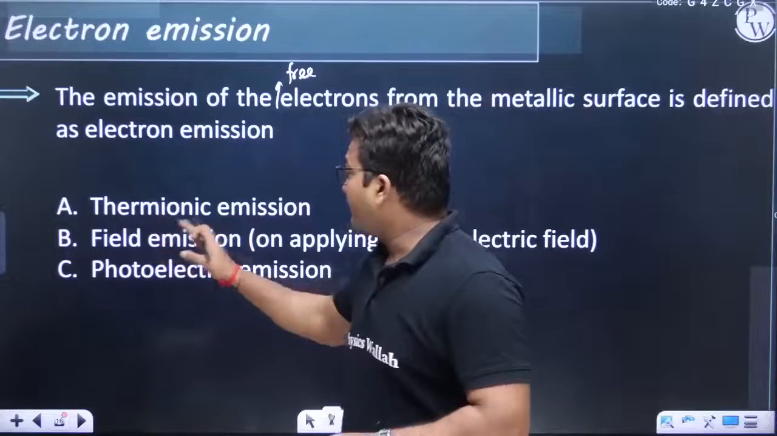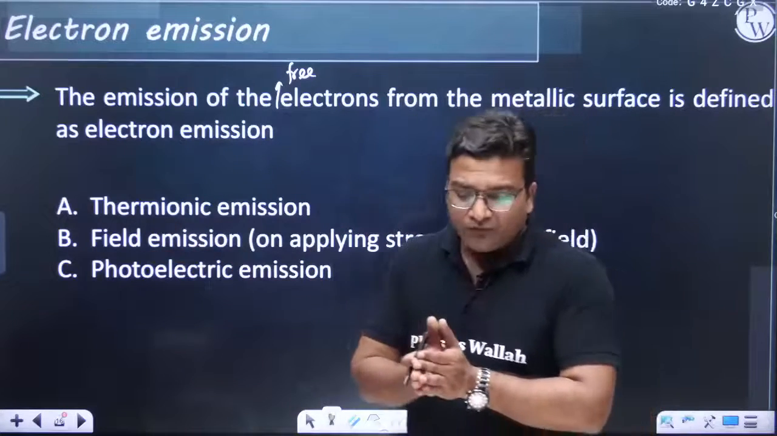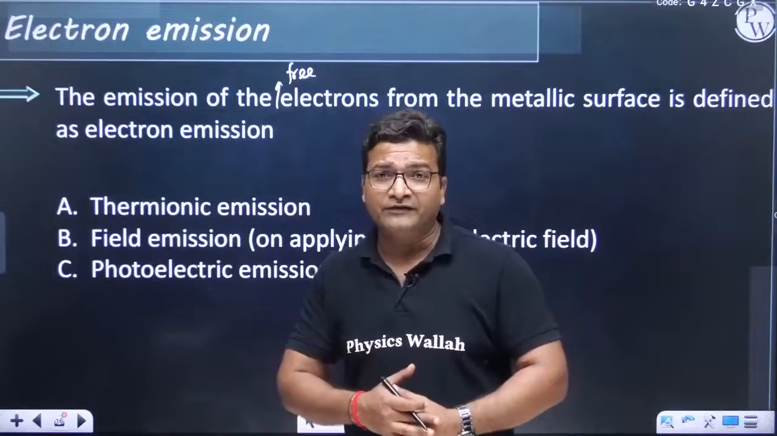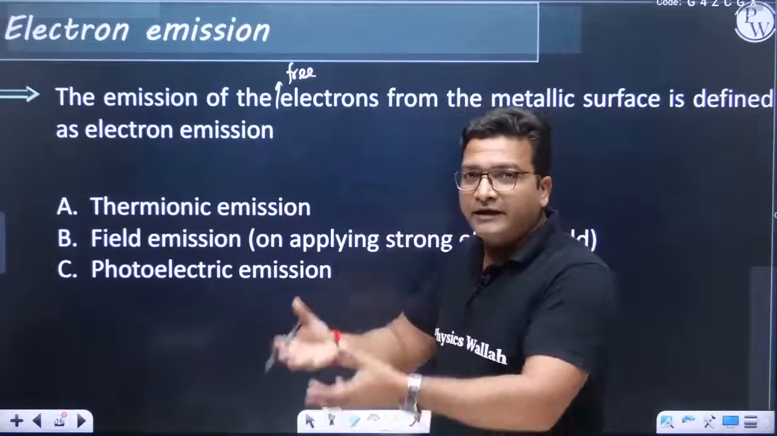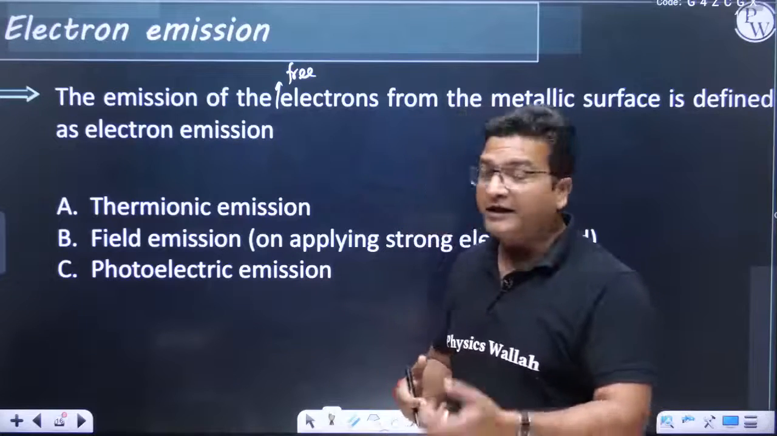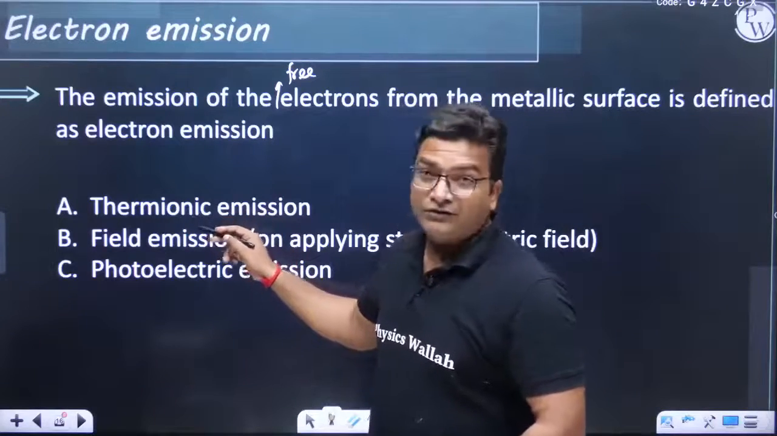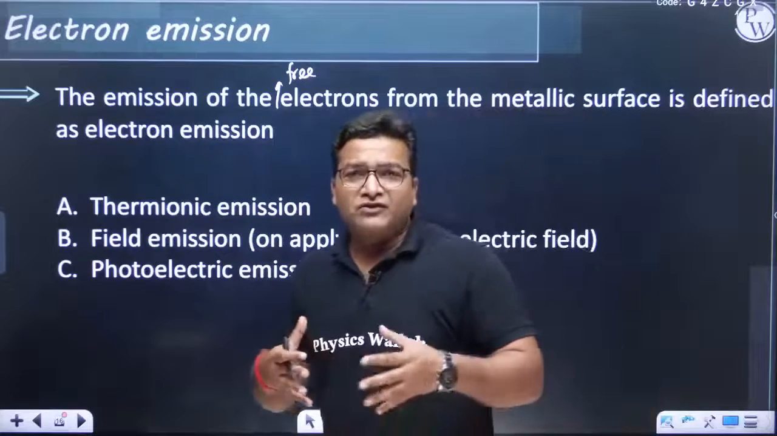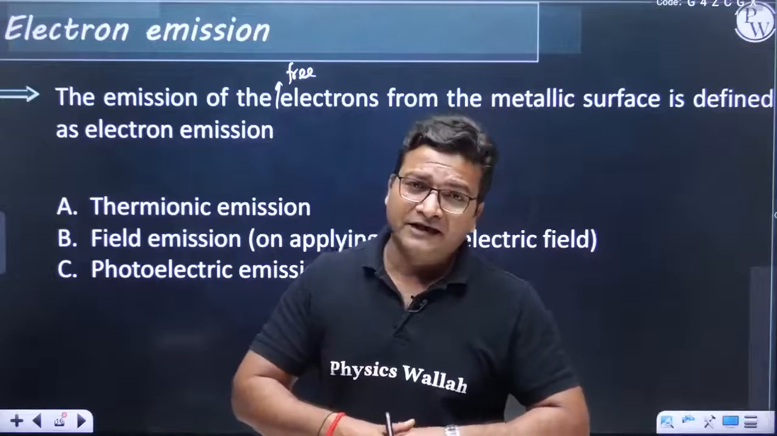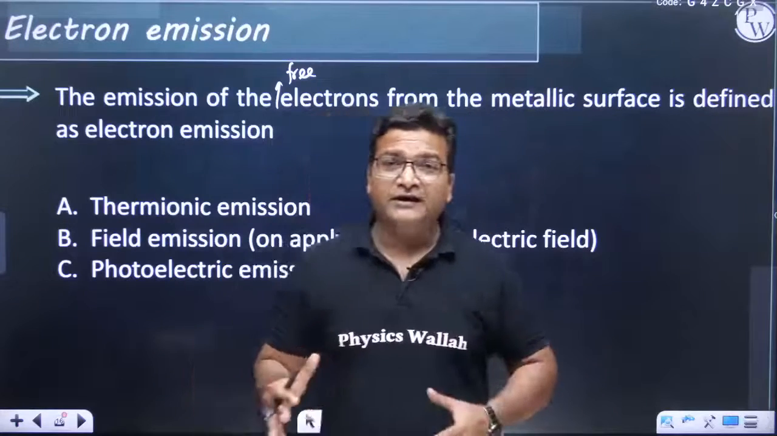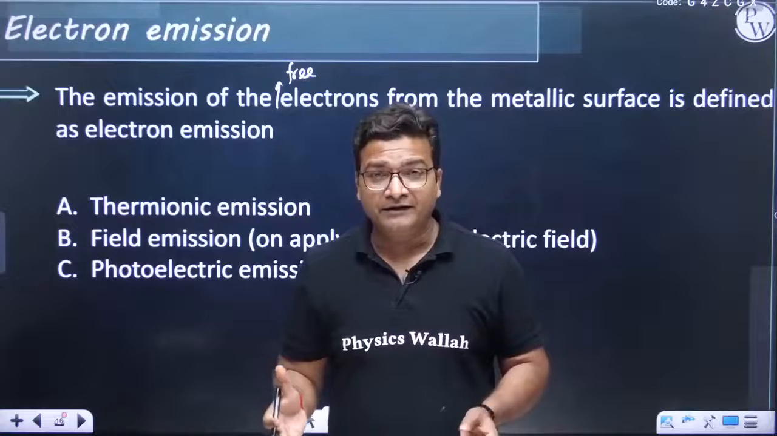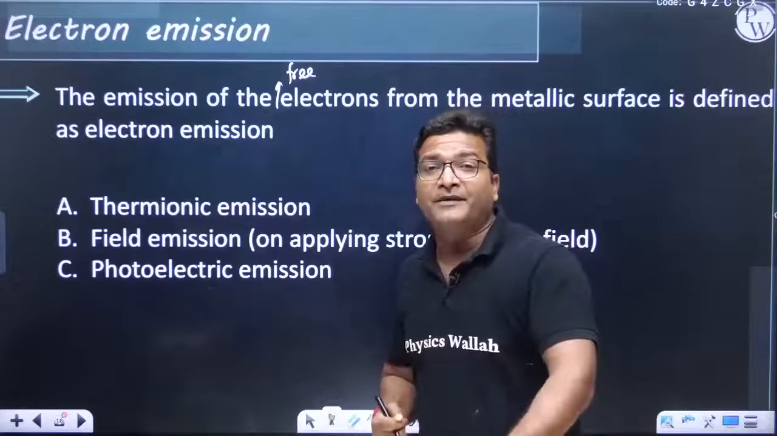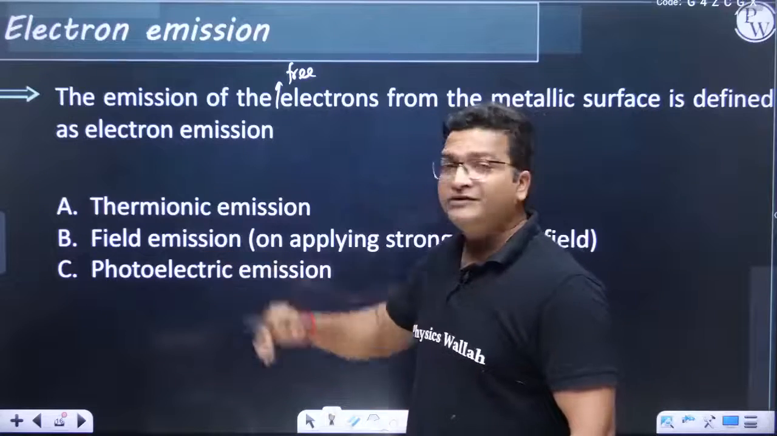The first is thermionic emission. Obviously, if electrons have to come out of a metal surface, they require energy. So if you give them heat, they gain energy, and if they gain energy by heat, the emission of electrons is called thermionic emission. If you apply a strong electric field near a metal, there is electrostatic induction of charges on the surface of the metal, and because of this electrostatic pull also, electrons may get ejected from the metal surface, and this is called field emission.